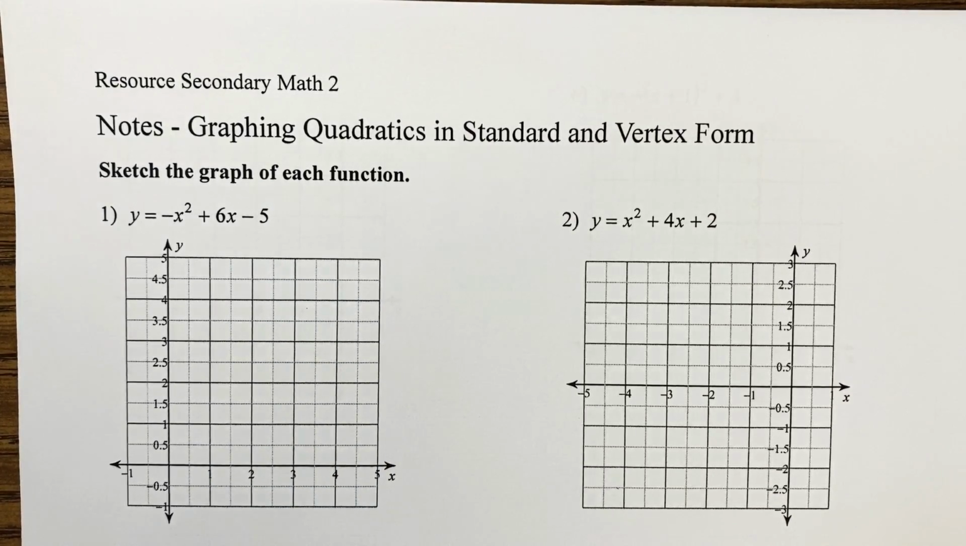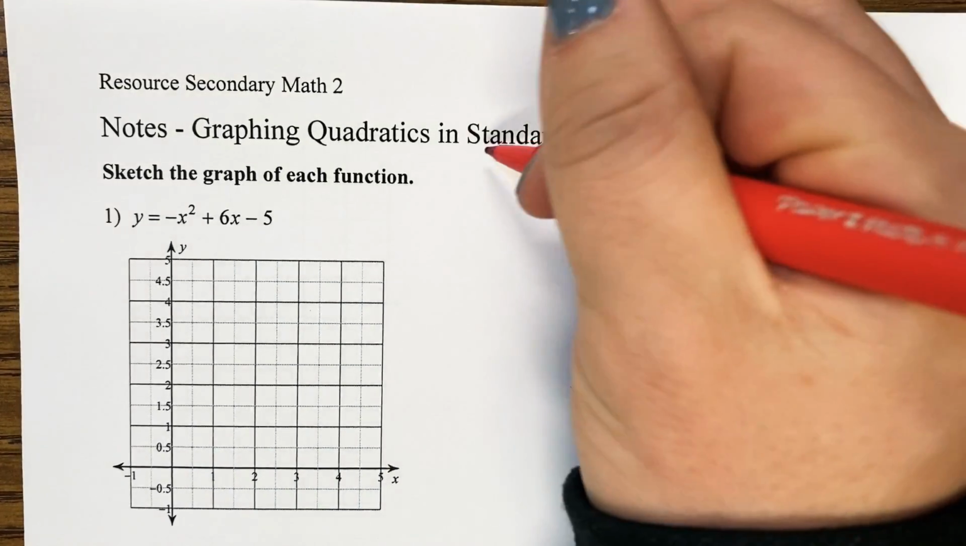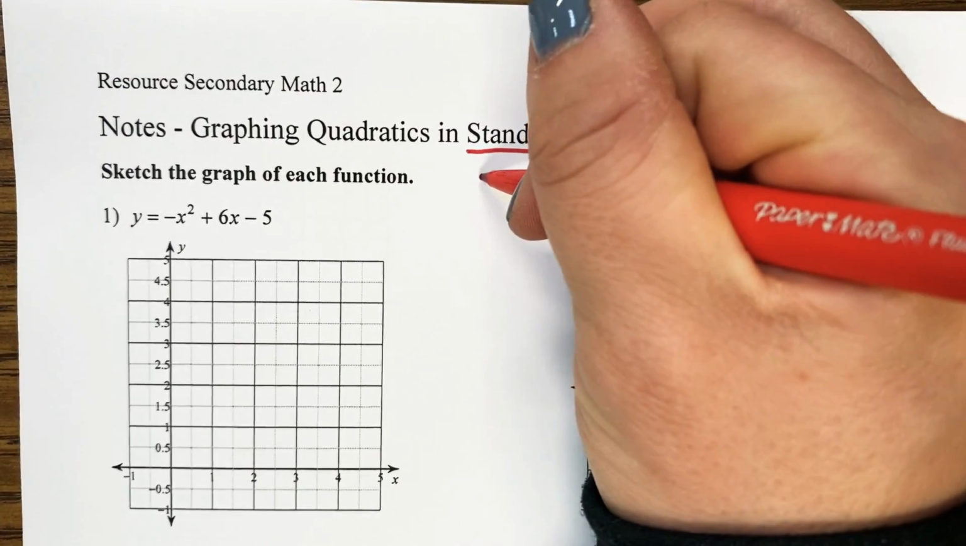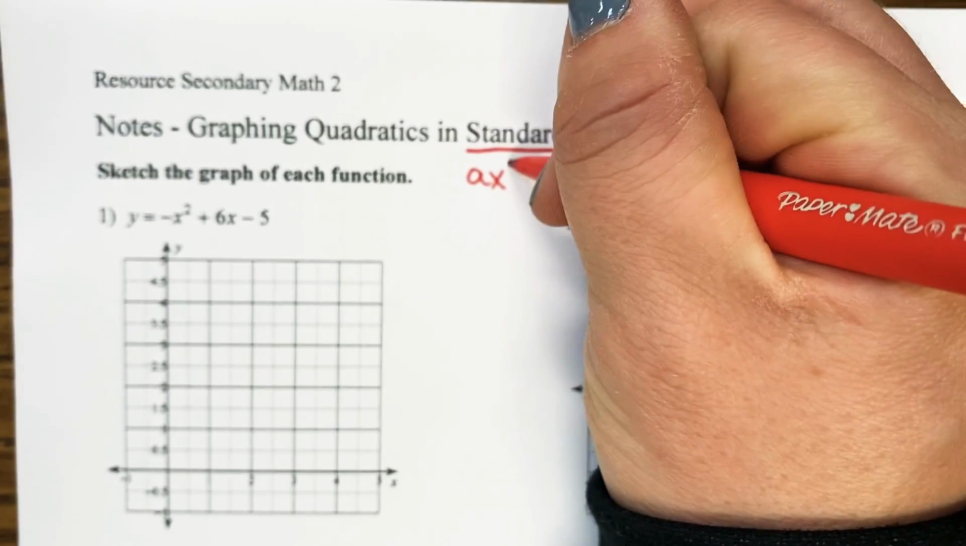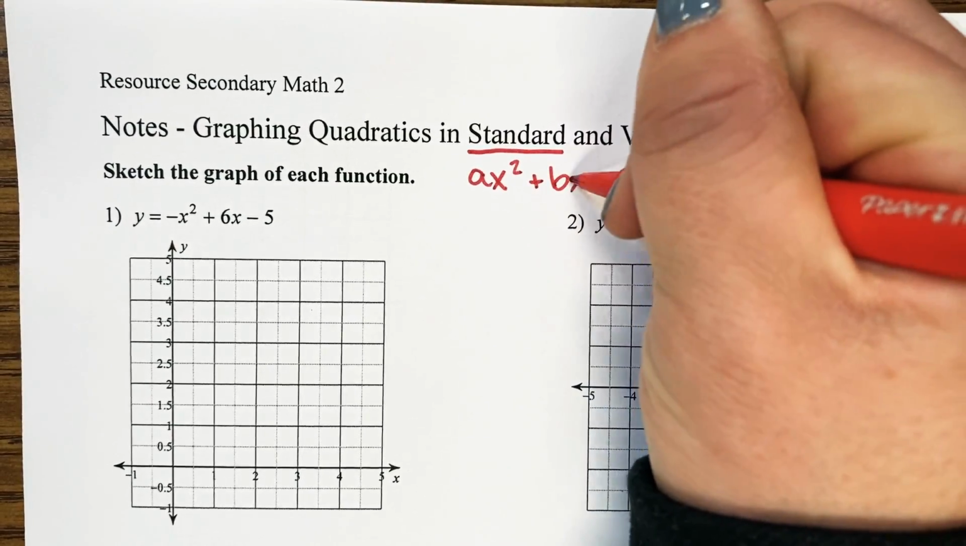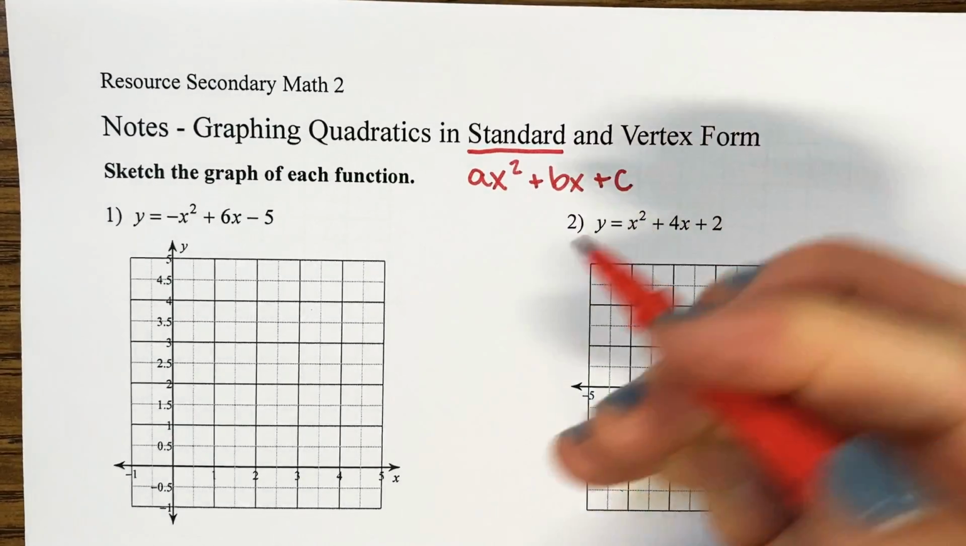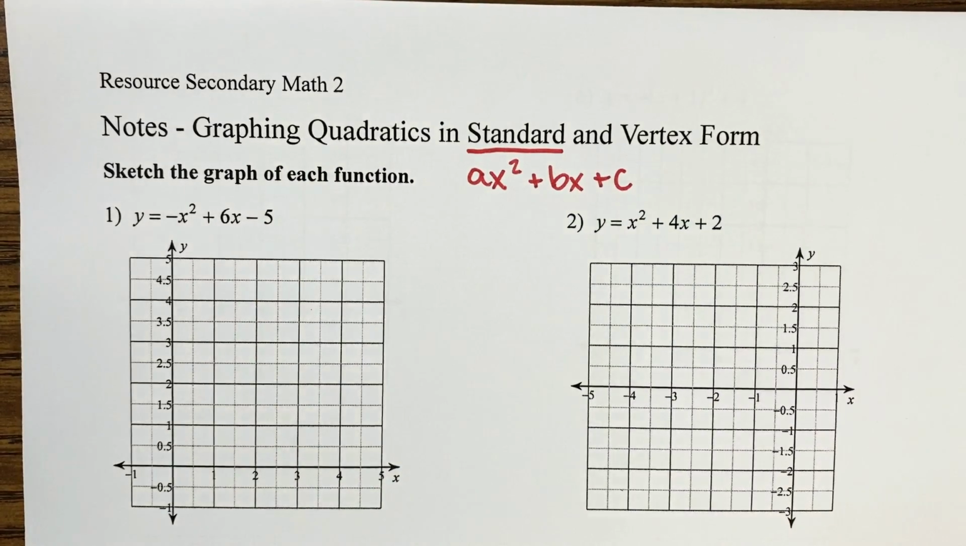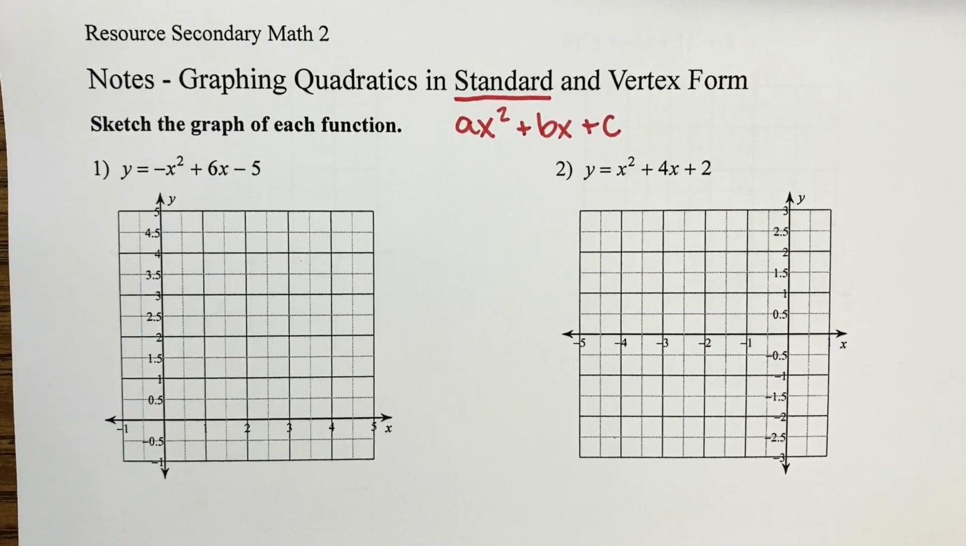Okay, so let's go ahead and just remind ourselves, what does standard form even look like? So standard form is ax squared plus bx plus c. We can identify a, b, and c looking at our equation or function. Okay, so let's go ahead and start graphing these guys.